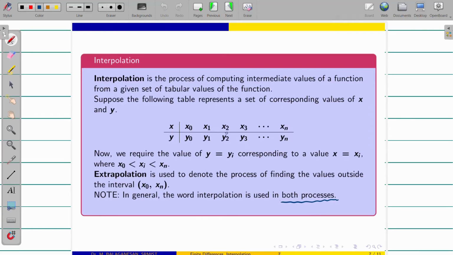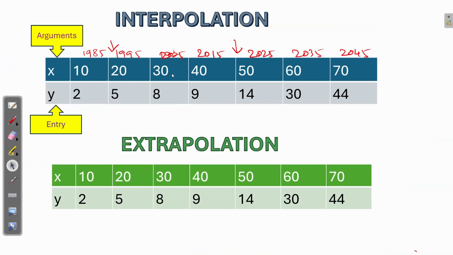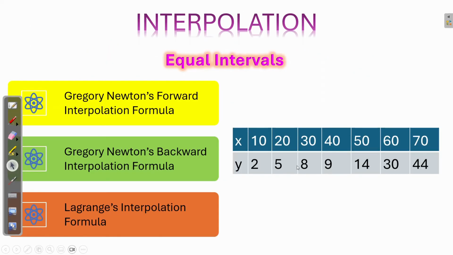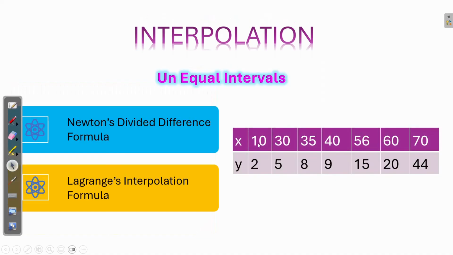Look at that here. If the x value is equally spaced, for example 10, 20, 30, 40, 50, 60, 70, yes, it is equally spaced. Here also 10, 20, 30, 40, 50, 60, 70. Suppose it is unequally spaced: 10, 30, 45, 56, 60, 70, likewise. The x values are unequally spaced. Two topics are here: whether x values are equally spaced or unequally spaced.